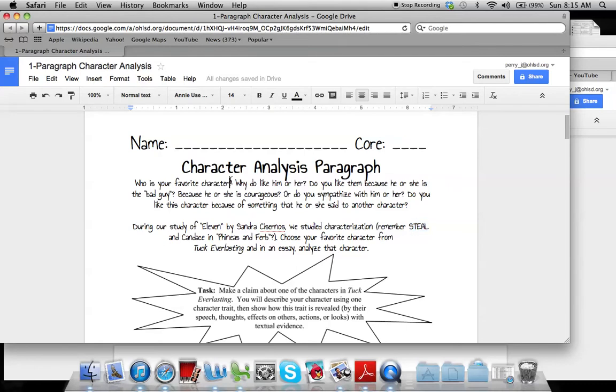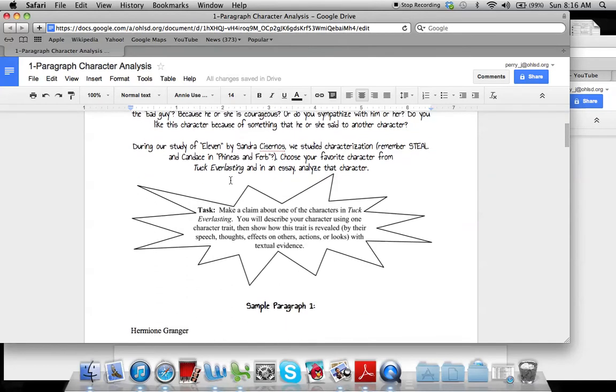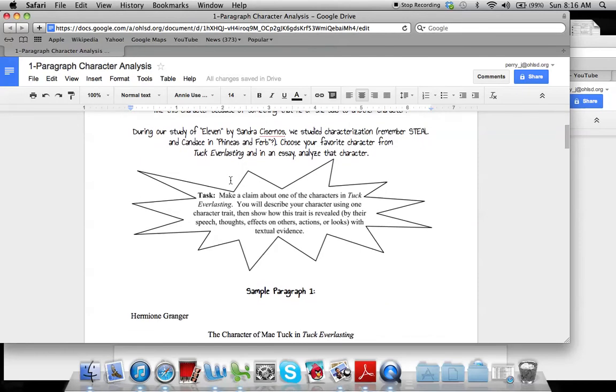So, you're going to pick your favorite character. I just ask that you do not pick May Tuck. You're going to pick a character that you like, maybe one that you think is interesting, courageous, or maybe you don't like this character and you want to say something about him or her. That's fine. But you pick your character and then you're going to make a claim about this character.